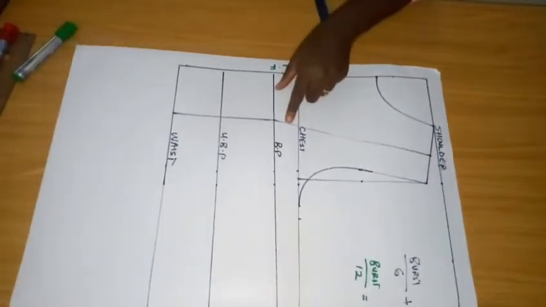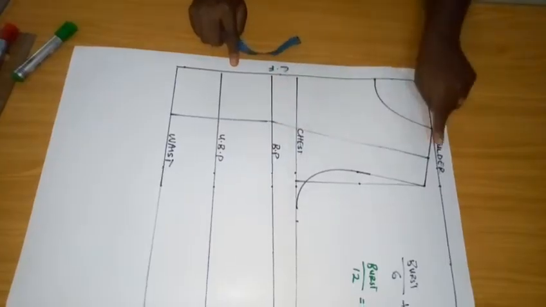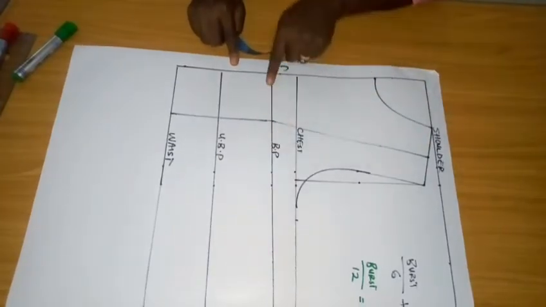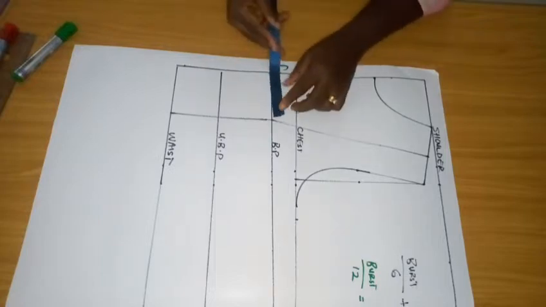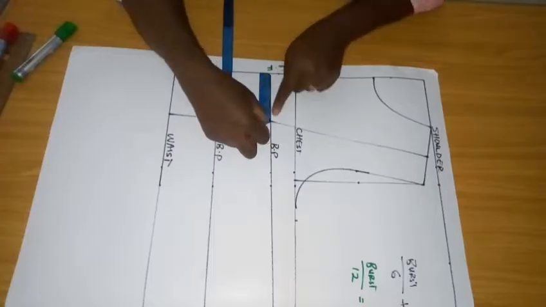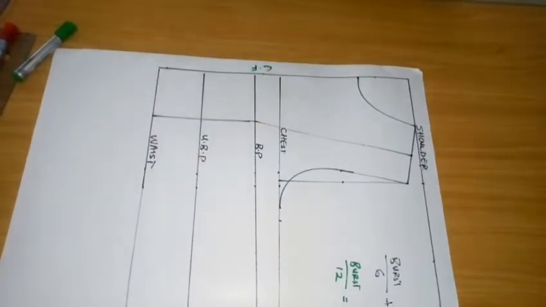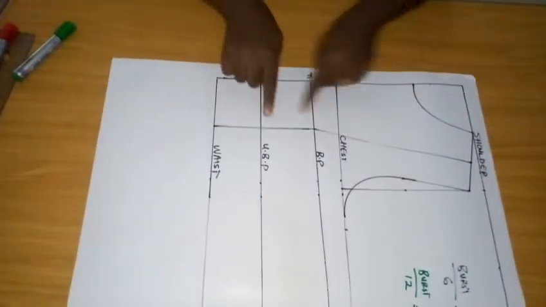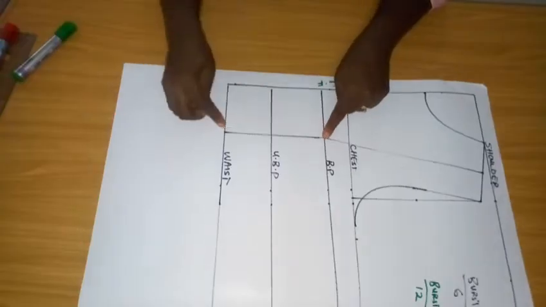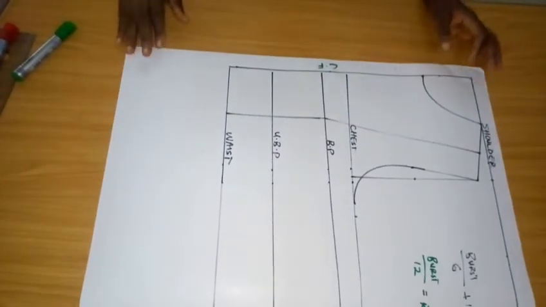This is the bust point. You can see the bust line is taking my tape from the shoulder to my nipple point. This is the line, and my bust span divided by 2 from the center front. Wherever they meet, that is where I connected this line. All this line is the bust span measurement. From the bust span divided by 2, I dropped it exactly on the waistline.